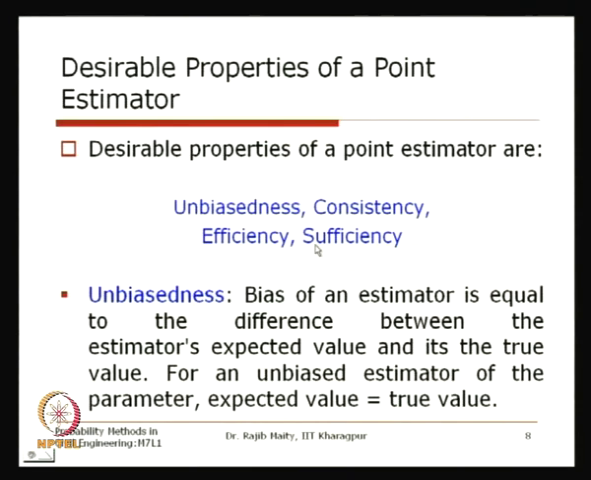So we will take one by one. The unbiasedness is that the bias of an estimator is equal to the difference between the estimator's expected value and its true value. For an unbiased estimator of the parameter, the expected value should be equal to the true value. Now when we are talking about this true value, that means it is the value for the population, that is mu.